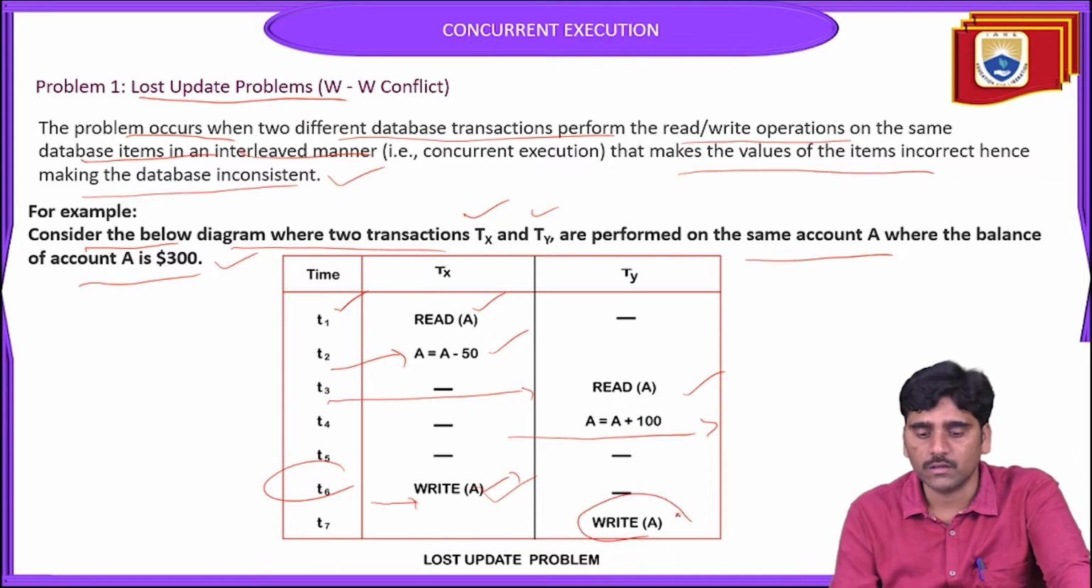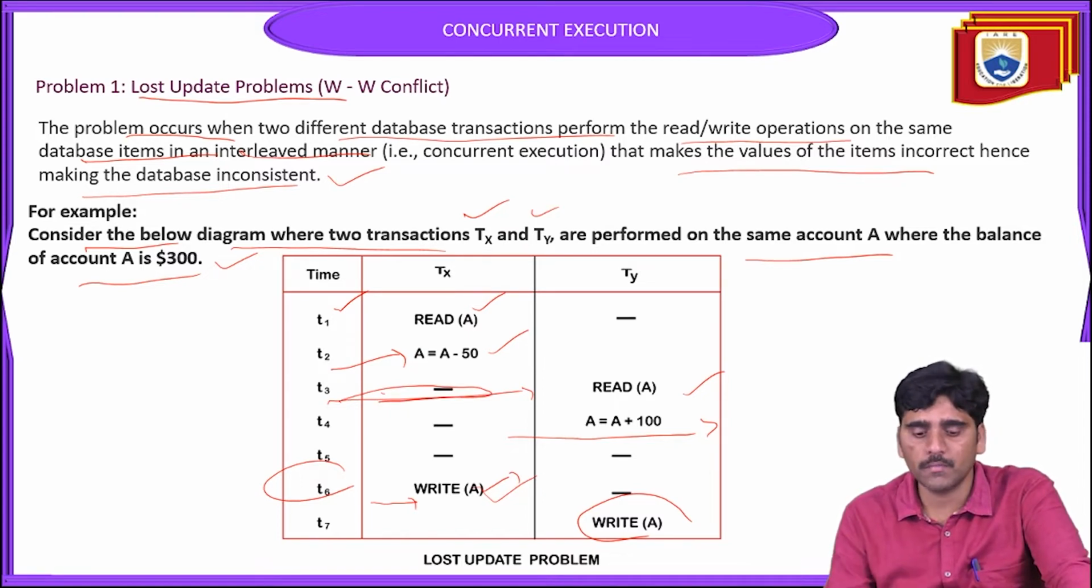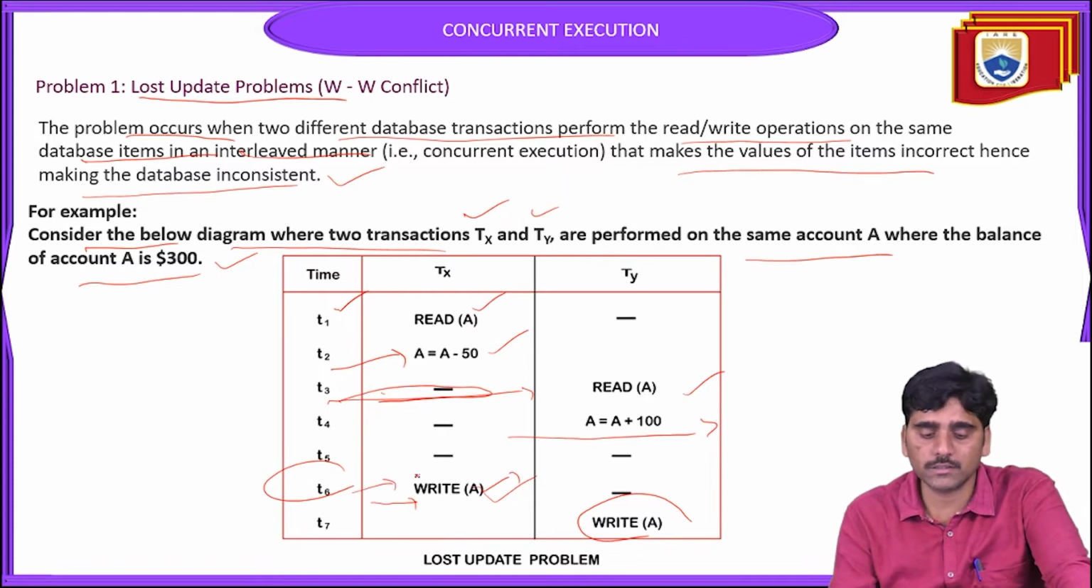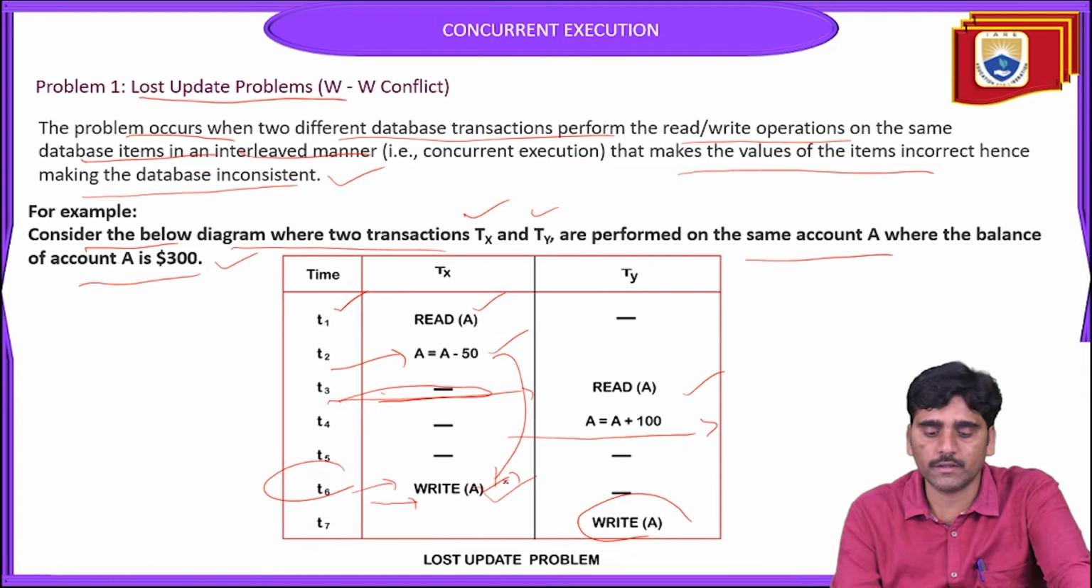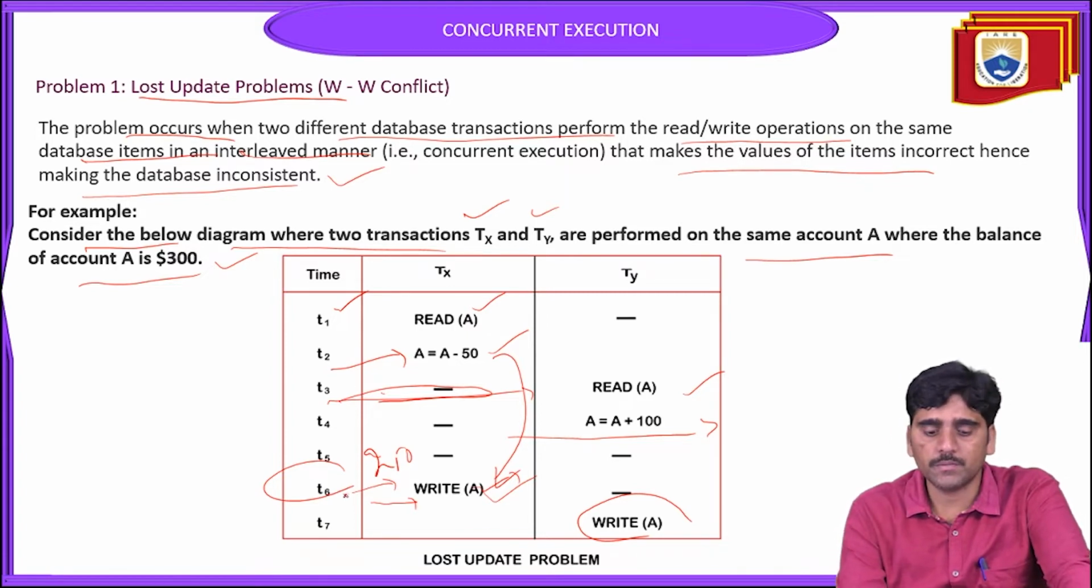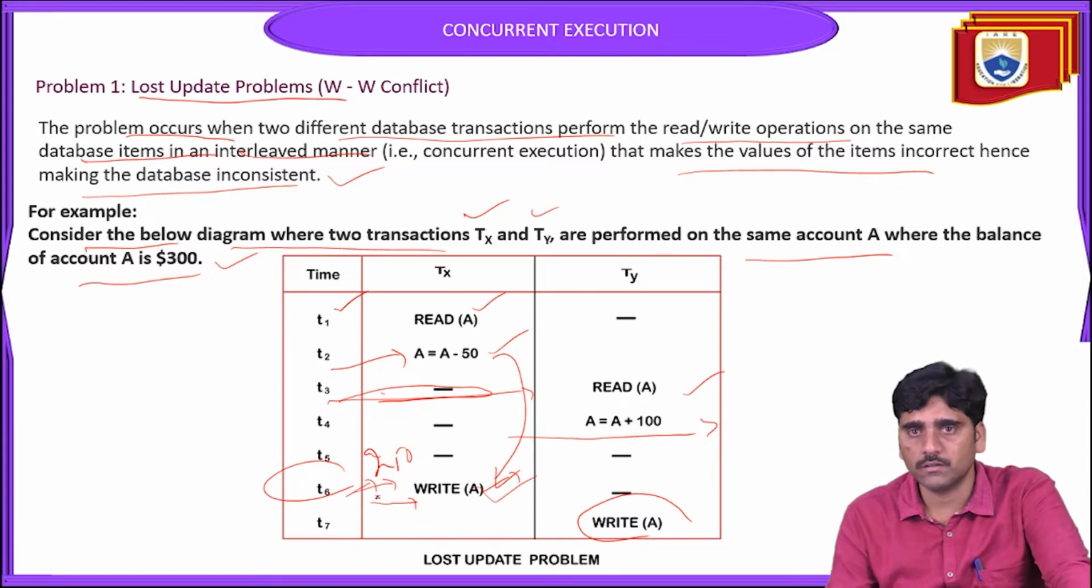Similarly here also, after T2, at time T3 we have to update, but the update operation is not performed at that time, and at T6 the operation is updated. Now the amount is 250. So at T3 you have to display 250, but instead of displaying at T3, it is displayed at T6. So that is the lost update problem.